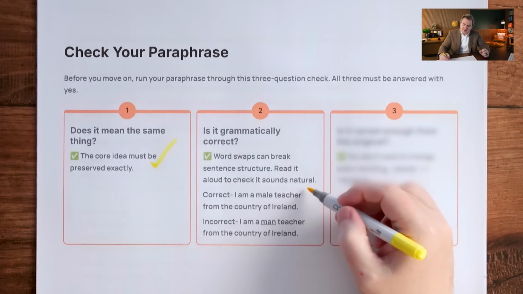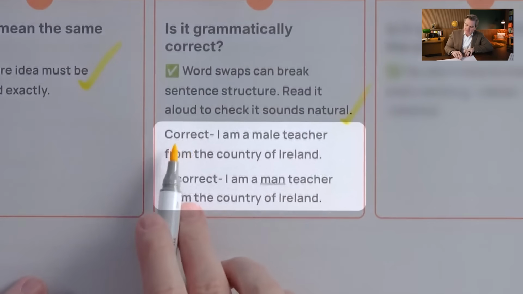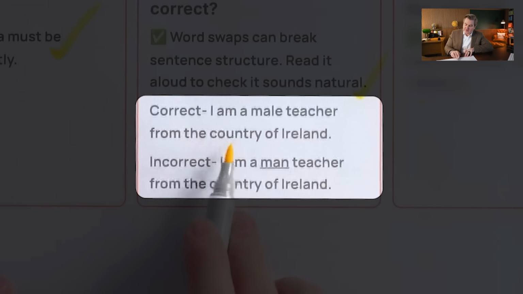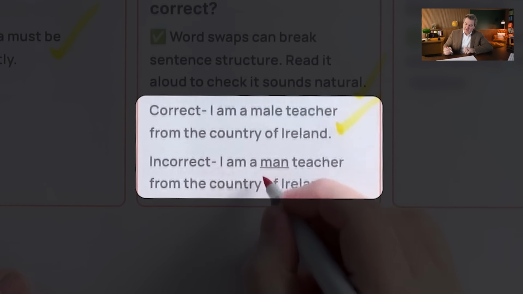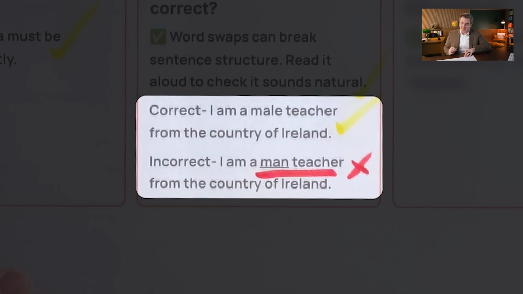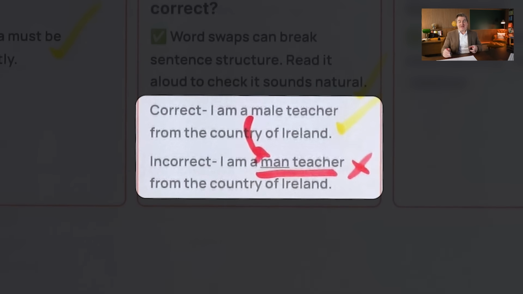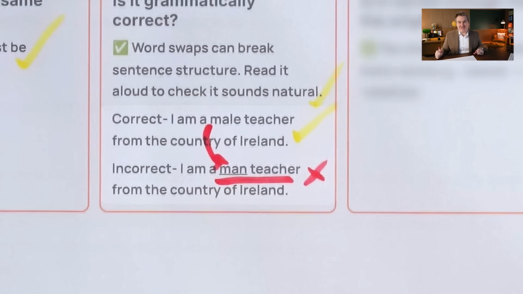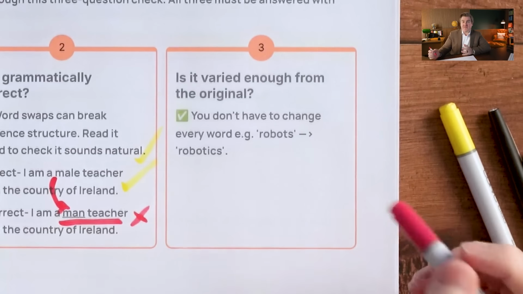Is it grammatically correct? So for example, if I wrote, I'm a male teacher from the country of Ireland, that would be okay. But if I said, I am a man teacher from the country of Ireland, so man and male are synonyms, but wouldn't actually be correct. And is it varied enough?